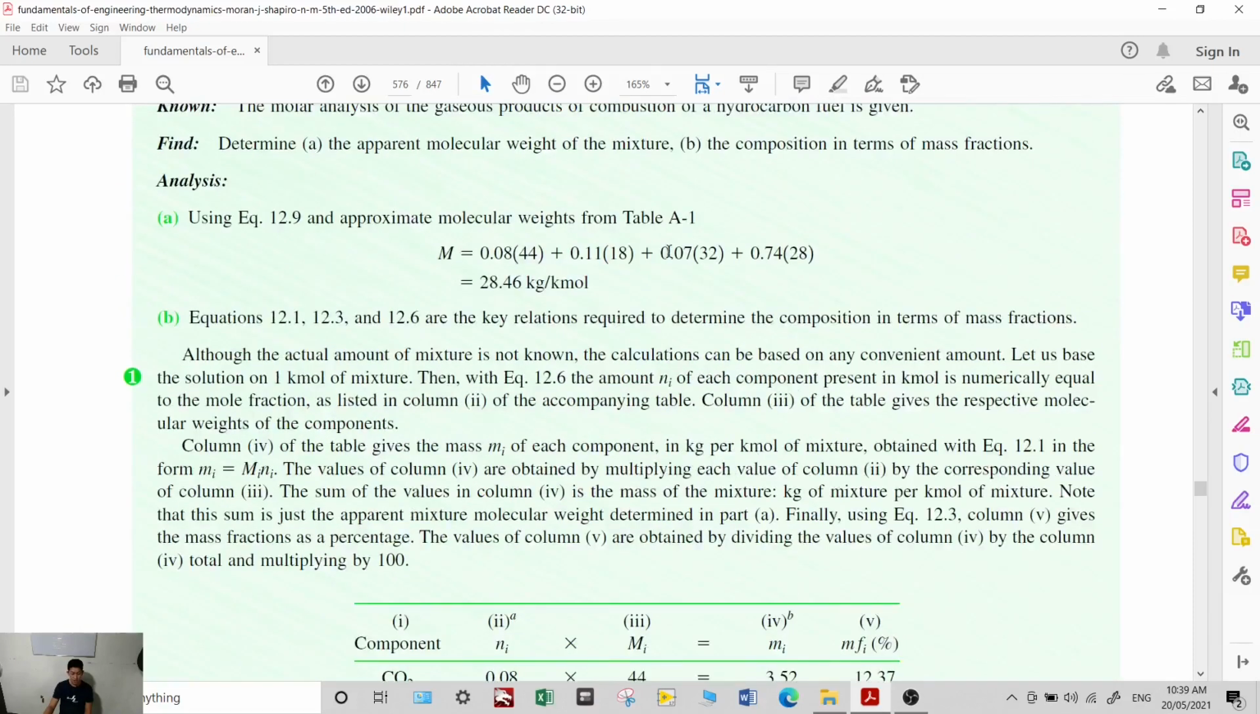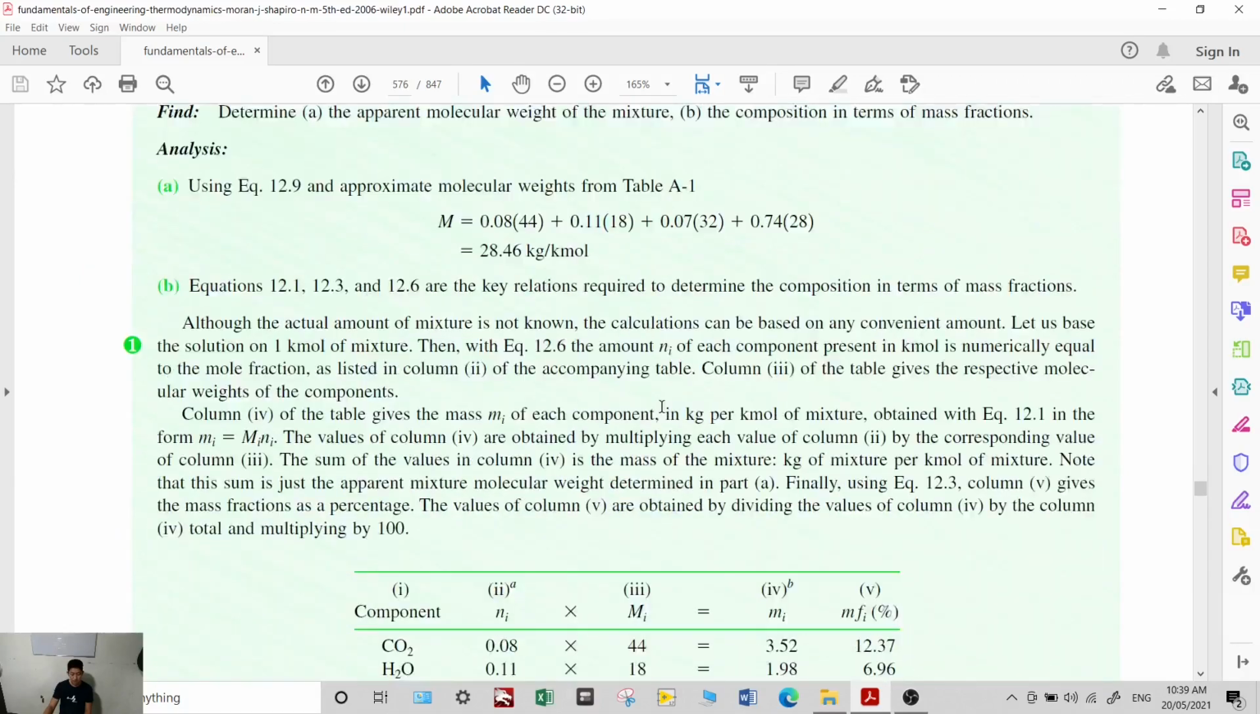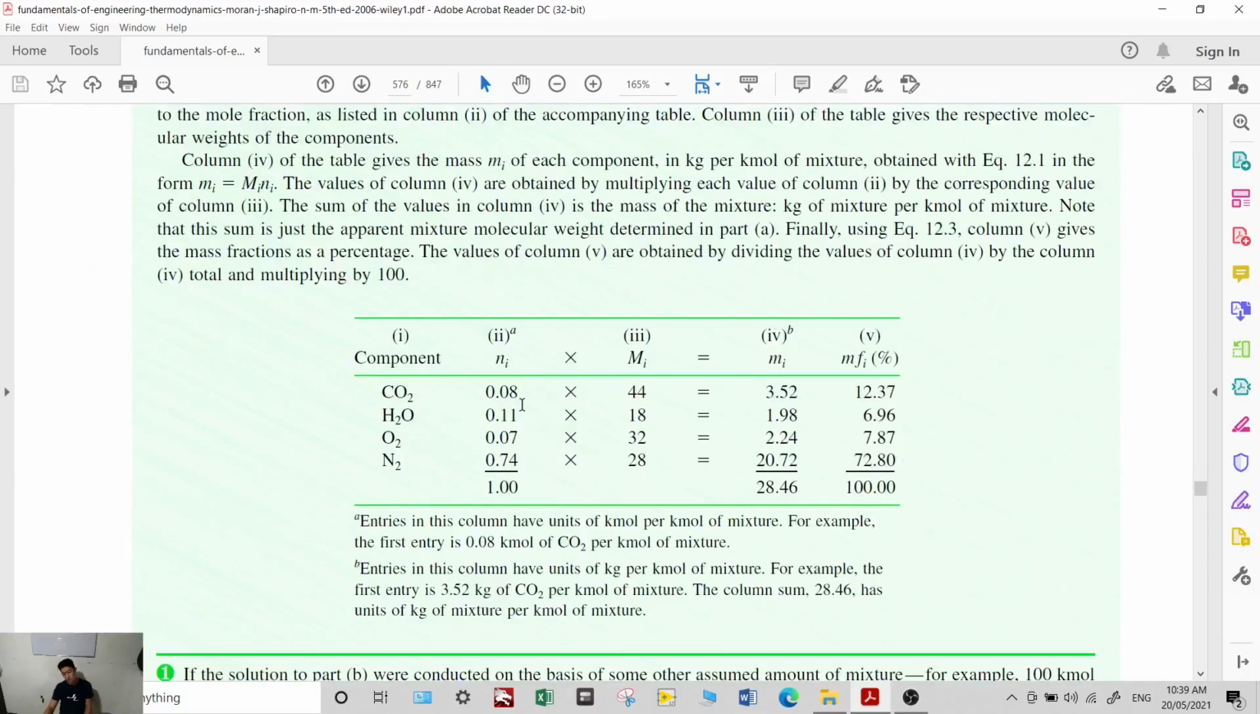So for example, the carbon dioxide is 0.08. So 0.08 times 1 is 0.08. So therefore, the total of these is 1, no? So, total.